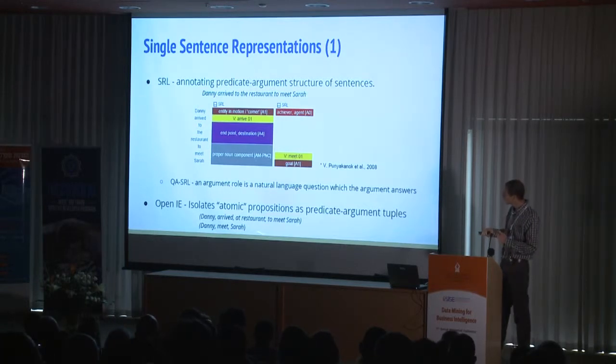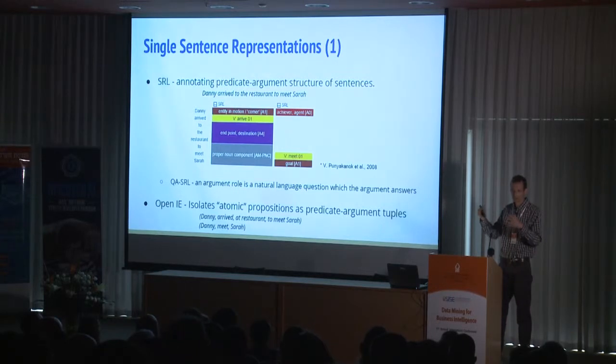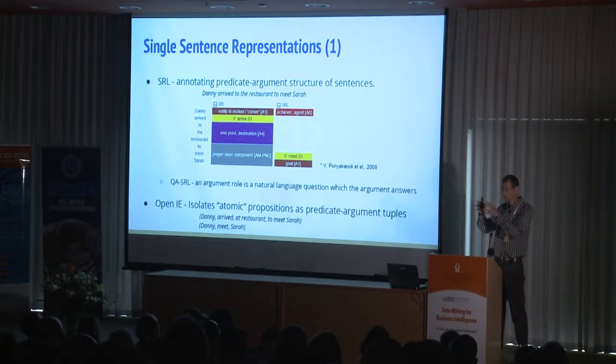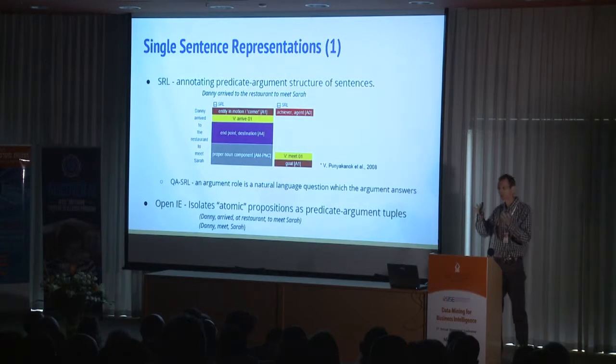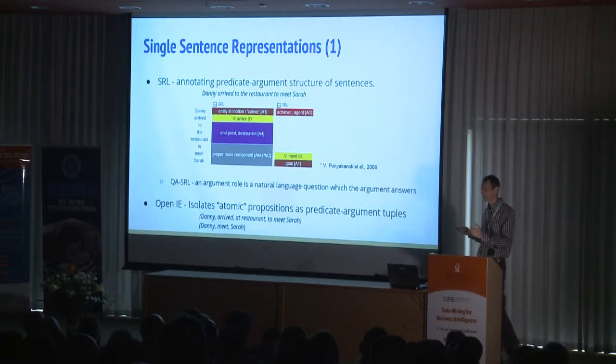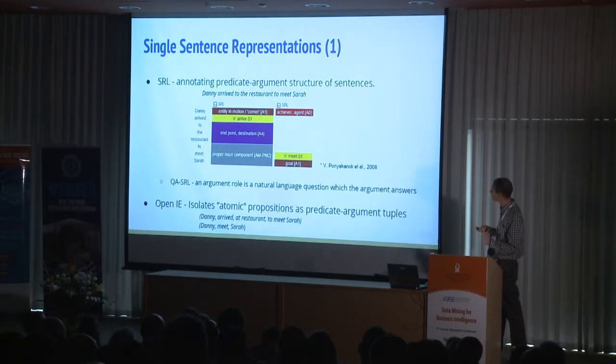So what we would like to do, and NLP technology allows us, is to break it into atomic facts, right? Because in a structured knowledge graph, you'd like to isolate each fact on its own. So we can break something like this, let's drill down here: Danny arrived at the restaurant to meet Sarah, and Danny meets Sarah. We can break down what the predicate is and what the arguments are. So that's one thing we know.